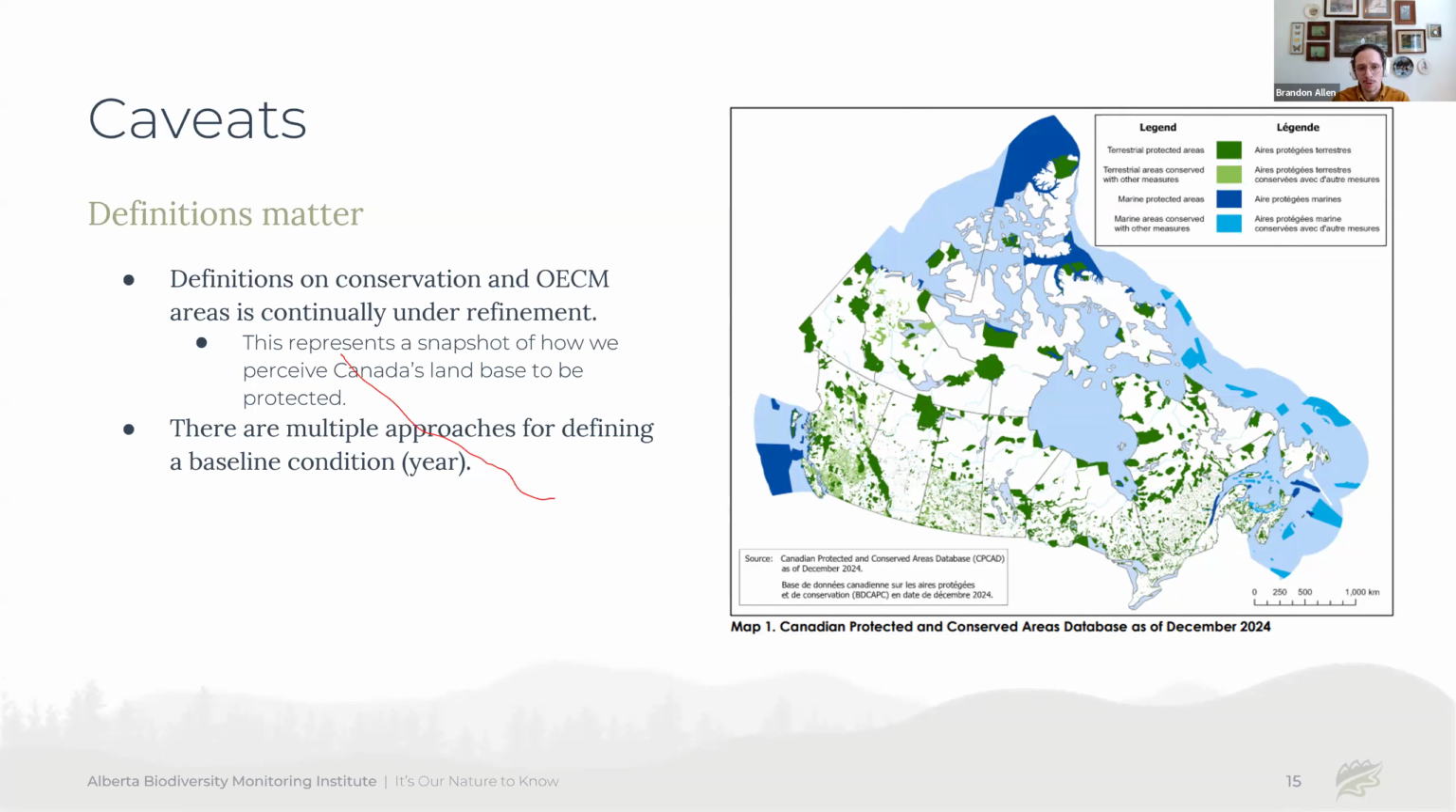And lastly, there are multiple approaches for defining a baseline year. The conversations or the ability to meet targets does change if we're trying to conserve 30% of what we think existed on the land base prior to human activities versus if we're trying to conserve 30% of the land base as of 2026. So it's important to make sure we're really clear in our communication of what those baseline years mean when we're having conversations with stakeholders.